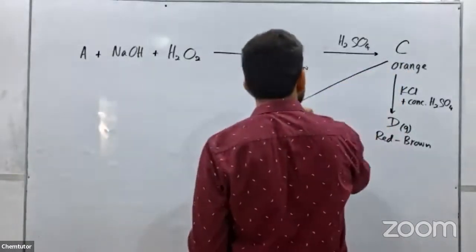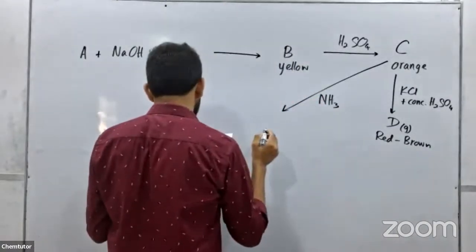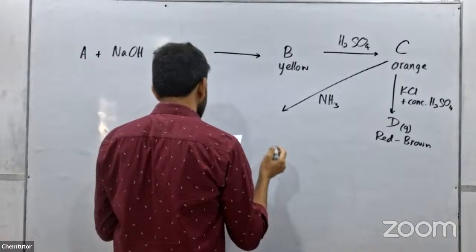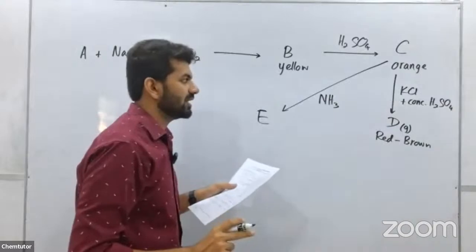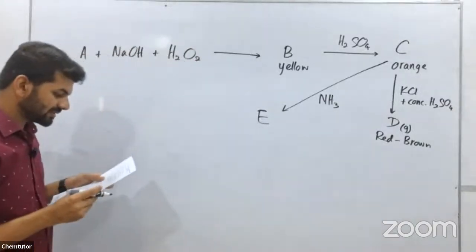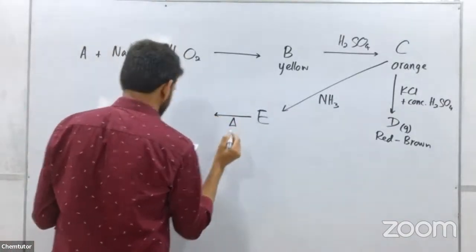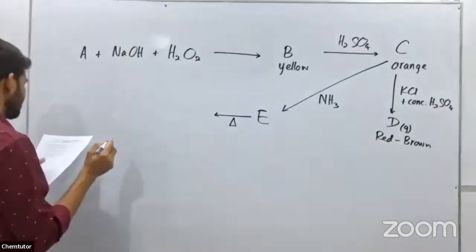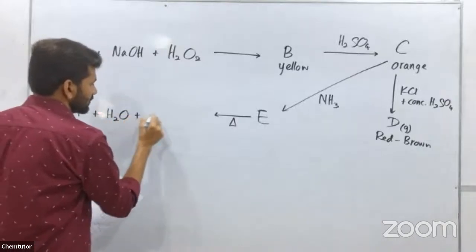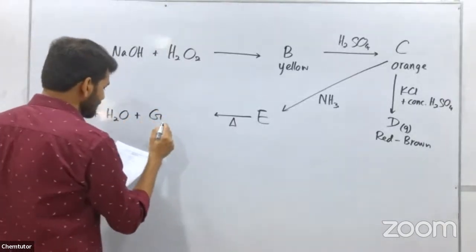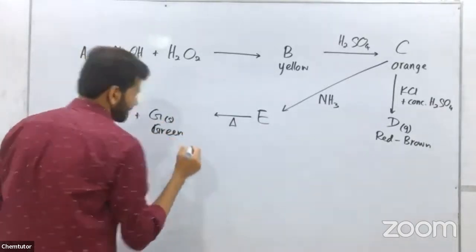Then C also reacts with ammonia. C reacts with ammonia in the presence of HCl and it gives E. Then E is thermally decomposed into F, H2O and G. It is said that G is a green colored powder. So G is a solid which is green in color.